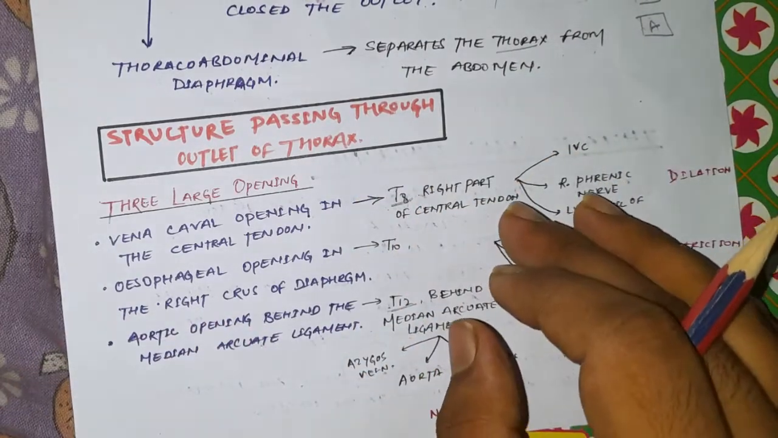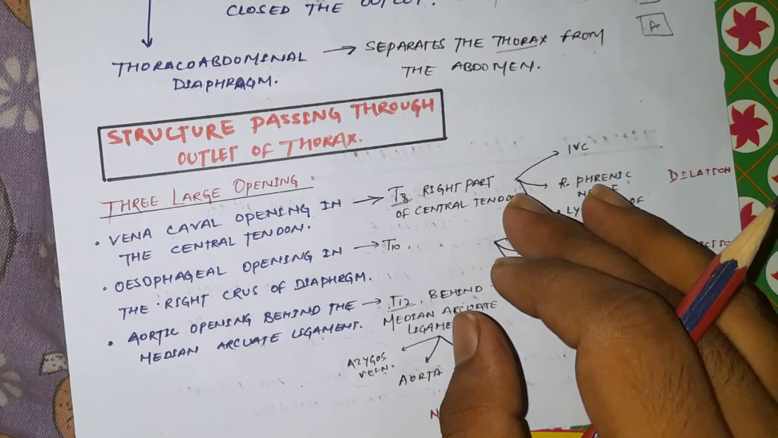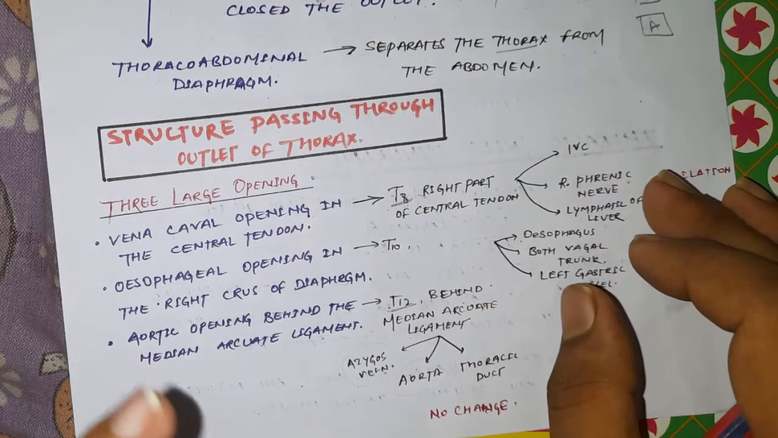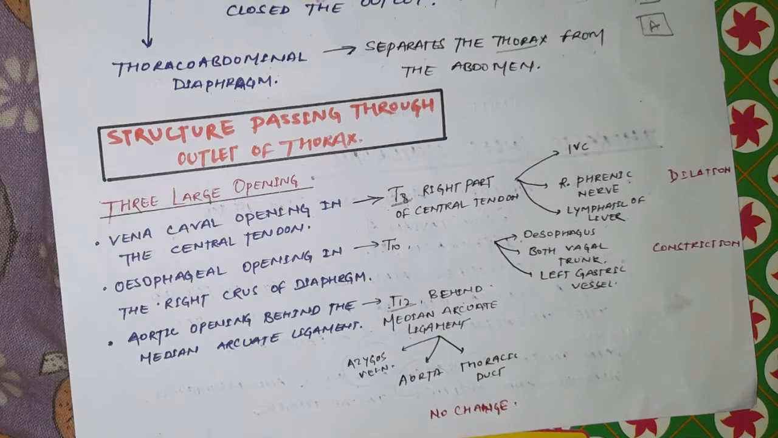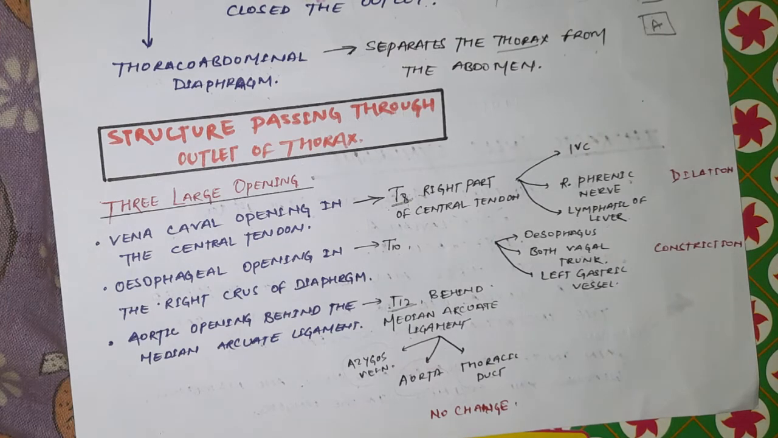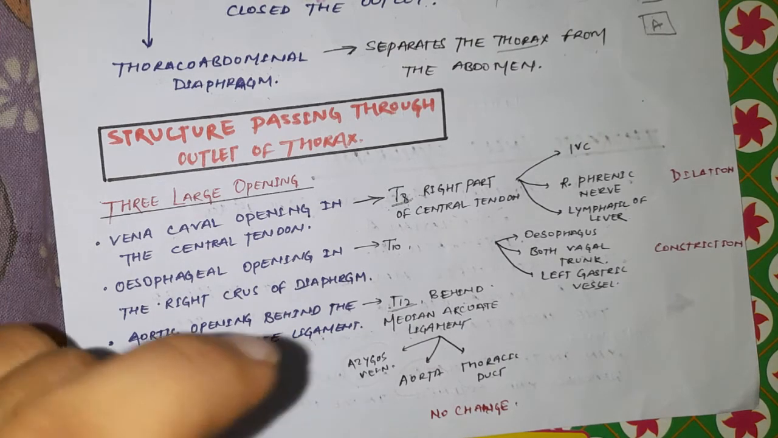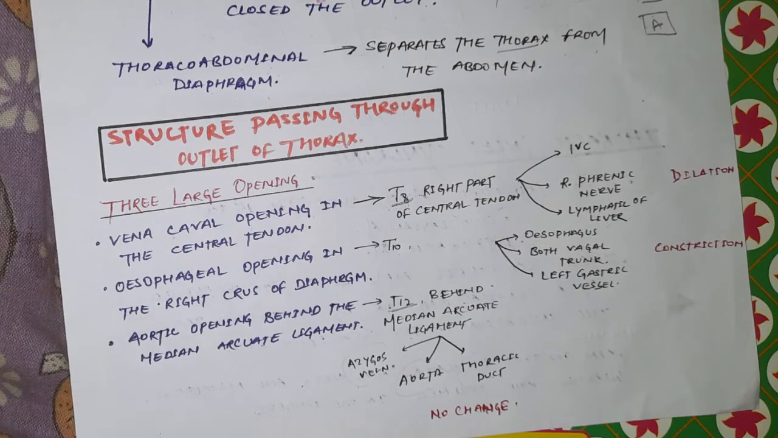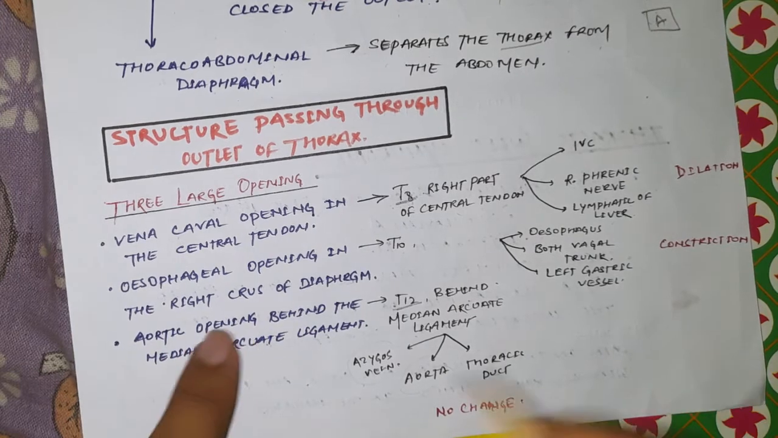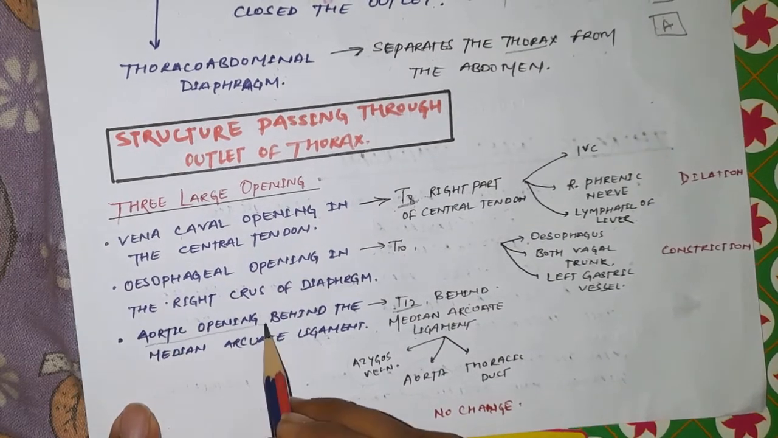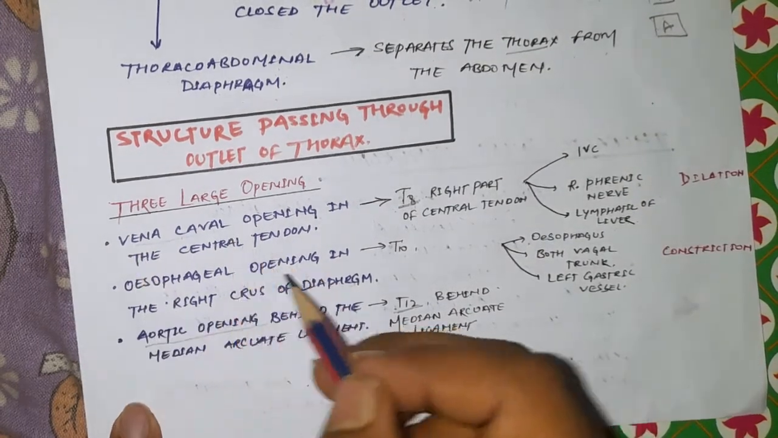There are three large openings and several small openings. First we see the three large openings. These large openings are named the vena cava opening, the oesophageal opening, and the aortic opening.